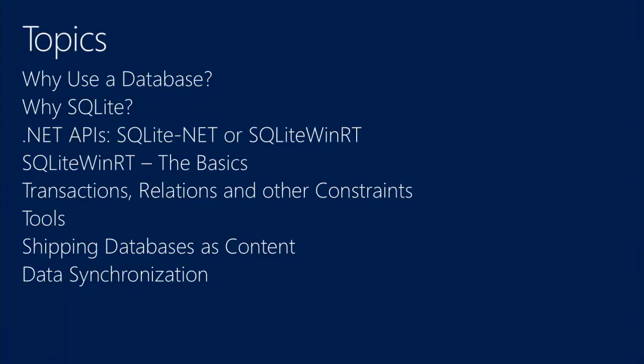Then I'm going to take you through the basic operations, creating a database, creating tables, and then doing the standard CRUD operations, create, read, update, and delete operations against a SQLite database. And then we'll look at transactions and relationships and other constraints in the database and how you work with them. A little bit about the tools that make it easier to work with. And then a couple of little slides on if you want to ship a SQLite database as content in your app. So you've got a pre-prepared one and you ship it down to the client rather than create one on the fly. And then I'm going to just talk a little bit about data synchronization to wrap up.